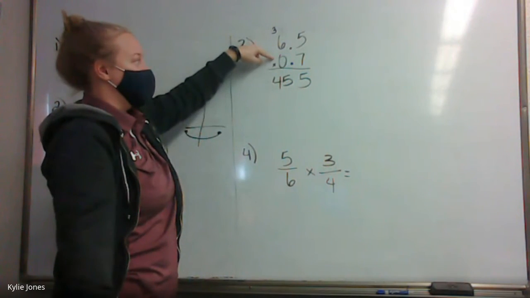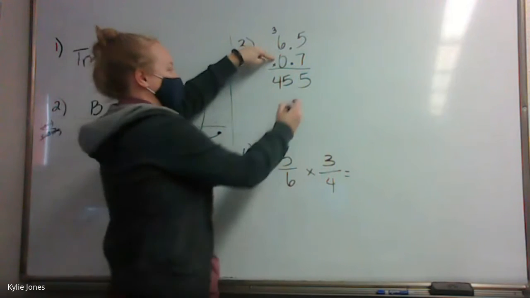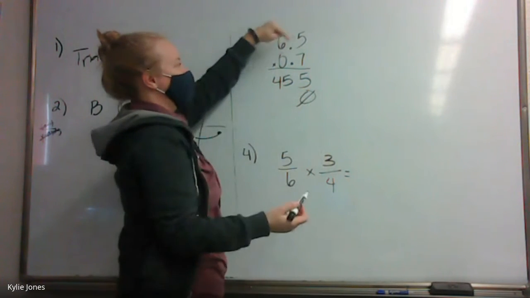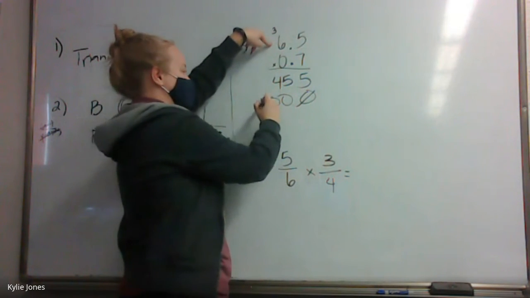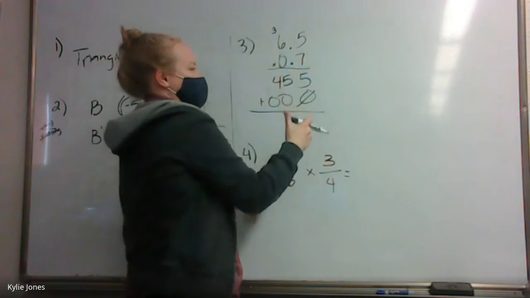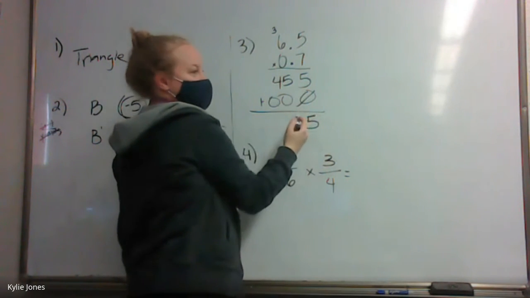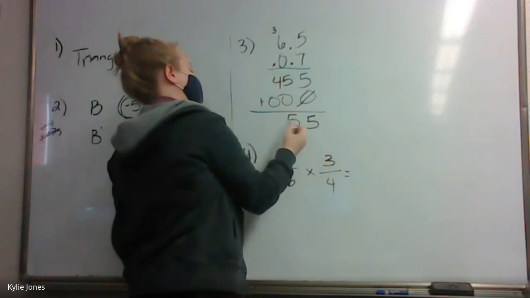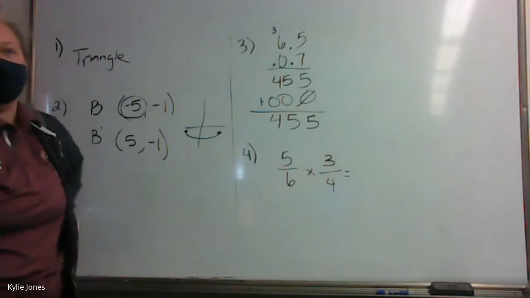Okay. Now we need to multiply by our 0, but do we have to multiply this? No. We don't really have to. If we did, we would have our placeholder 0. 0 times 5 is 0. 0 times 6 is 0. And then we'd add, what's 5 plus 0? 5. And 4 plus 0. So our answer is 455.